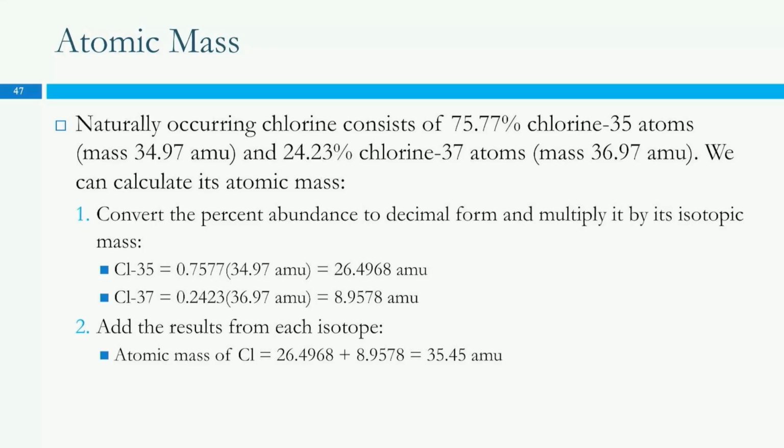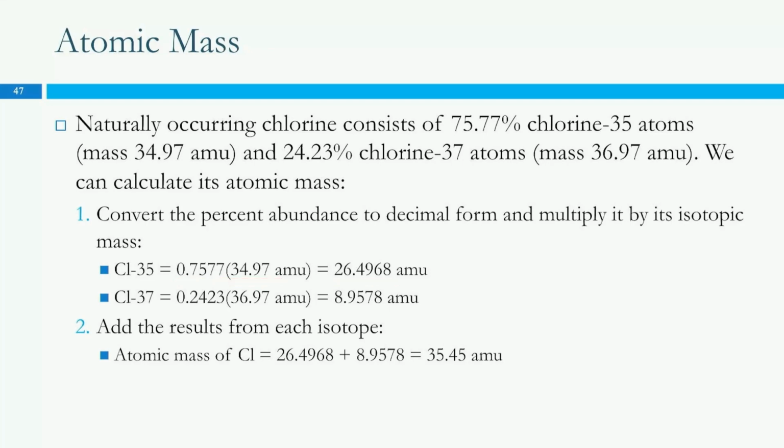Mathematically, we convert the percentage into a proportion: you take the percent and divide by 100 to get the decimal form. So 0.7577, and then we multiply that by the mass of that isotope. This is not going to be exactly 35, because remember a proton and a neutron aren't exactly 1 AMU, and add enough of them together, we get slightly different masses. So 0.7577 times 34.97 will give us 26.4968.